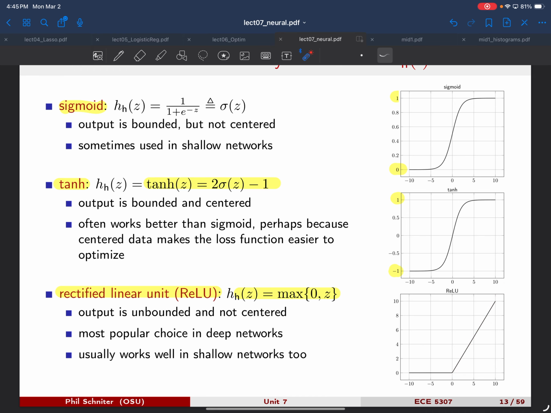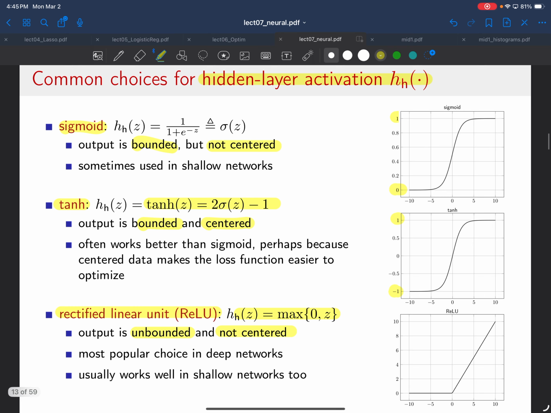So while these are bounded, this one is unbounded. And while this is not centered, this is centered. This one is also, well, I don't know if we want to say it's centered or not, but it's not symmetric. But there are particular advantages to this ReLU, especially as you get to having more layers than 2, when you have deep networks. It usually works pretty well in shallow networks too. So these are some common choices. There's actually many others. We will see a few others later.